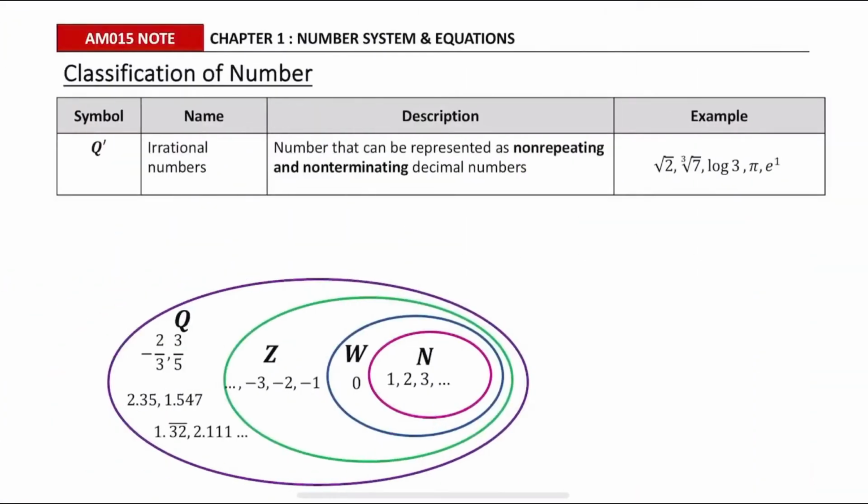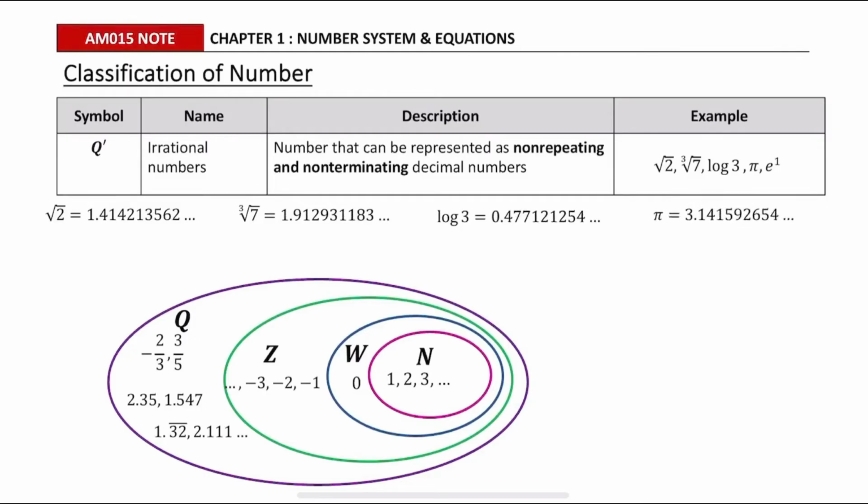Irrational numbers, on the other hand, cannot be expressed as a fraction. Irrational numbers in decimal form are non-repeating and non-terminating decimals, such as surds like square root of 2 and cube root of 7, logarithms, and the constants pi and e. As you can see from the examples, the numbers after the decimal point are non-repeating and non-terminating.